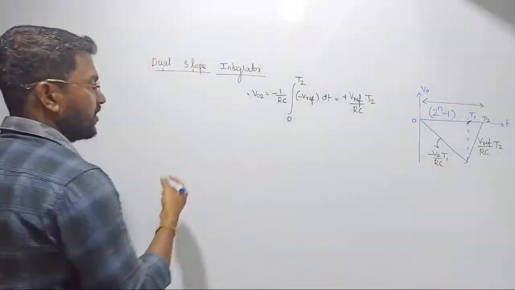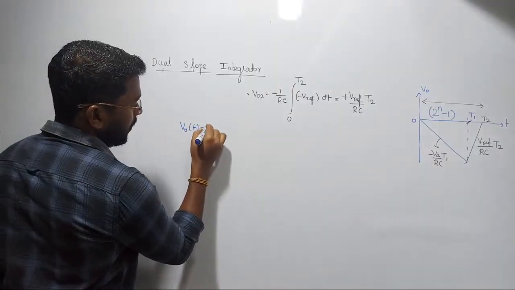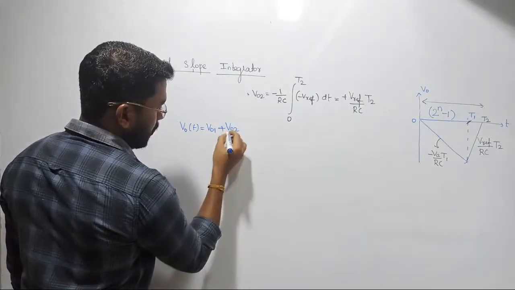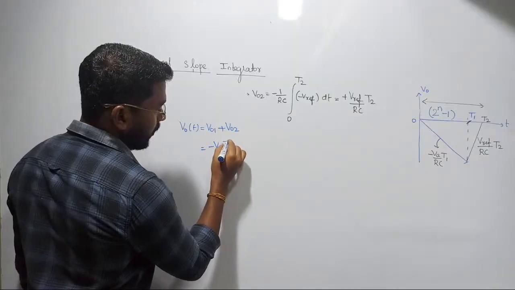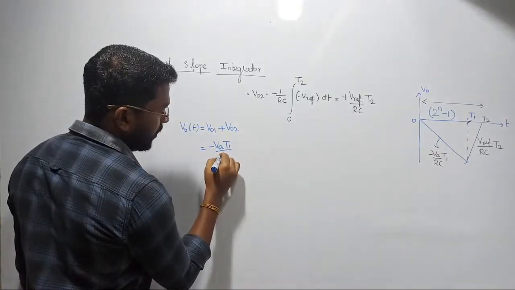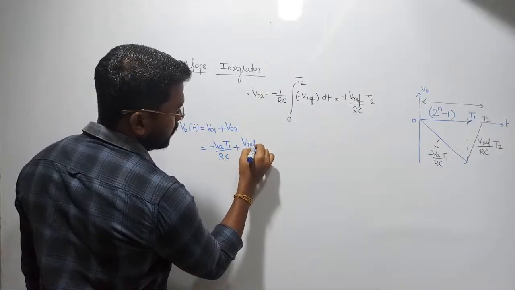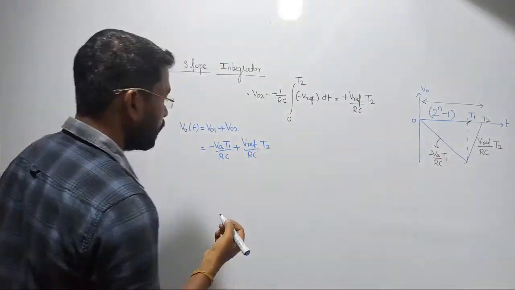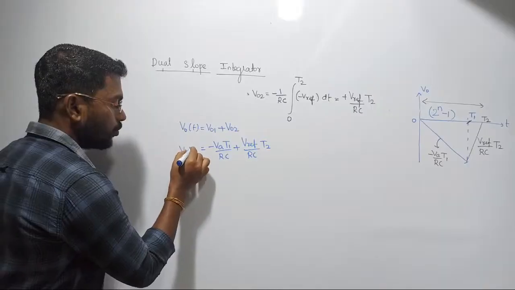Fine. Now what is the net output? Let us consider the net output V0 of t. Part 1 is V01, part 2 is going to be V02. V01 is minus analog voltage VA times time period T1 upon R into C integrator, whereas V02 is reference voltage upon R into C into time period T2. Now let us extend our discussion.